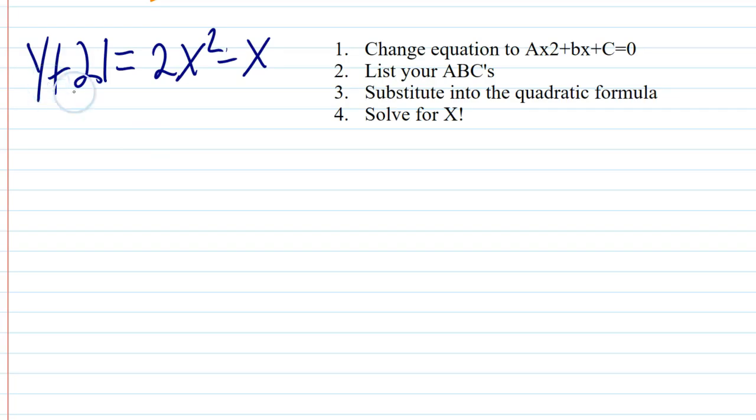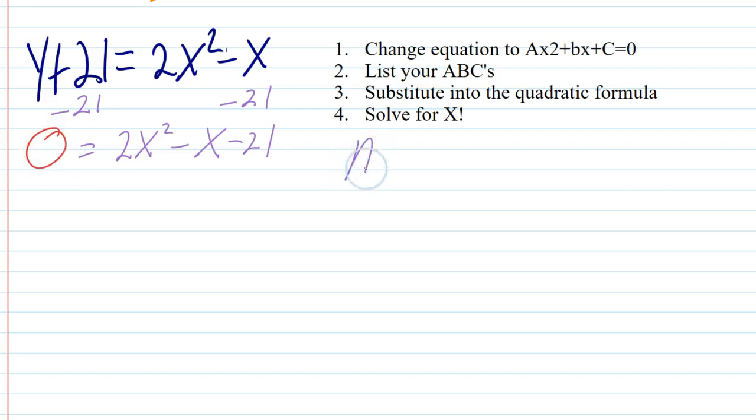In this problem, we have a y plus 21 on the wrong side here. We need it in standard form. I'm going to subtract the 21 to the other side, which gives me y is equal to 21x squared minus x minus 21. Now remember, whenever I'm solving for x, that means I'm using the intercepts, which means the y value is 0. So we can simply get rid of the y because the y value will always be 0.